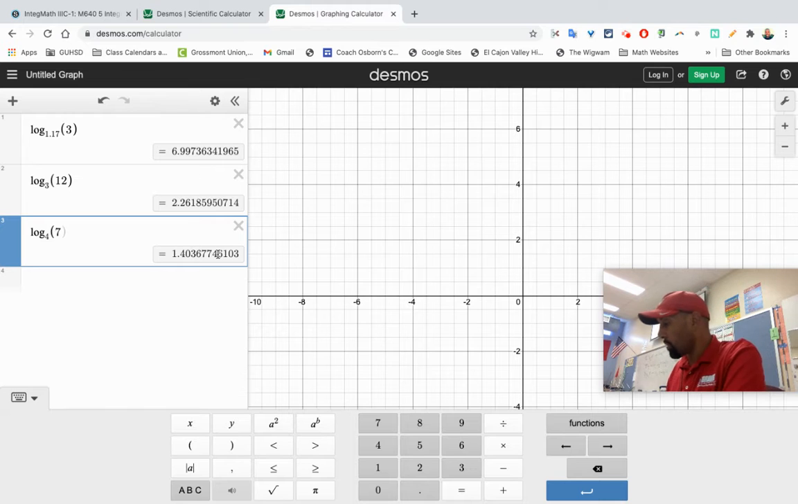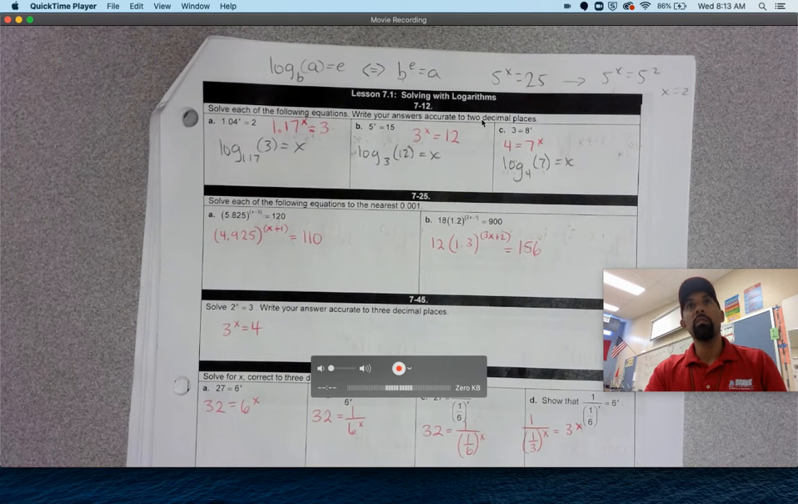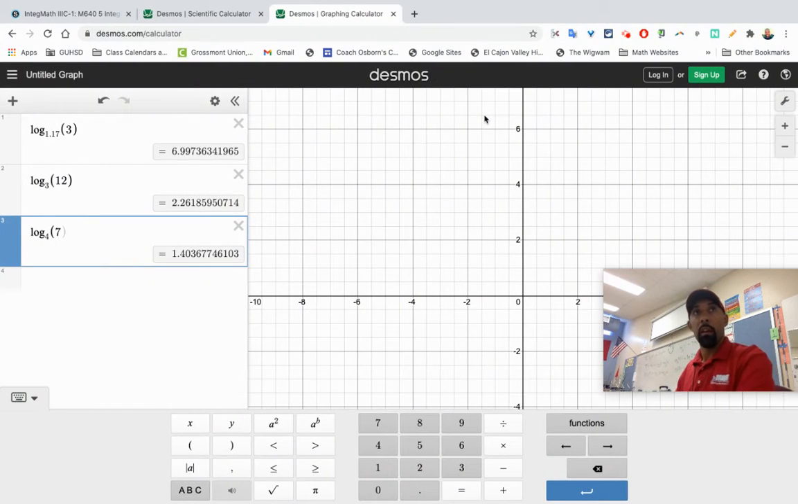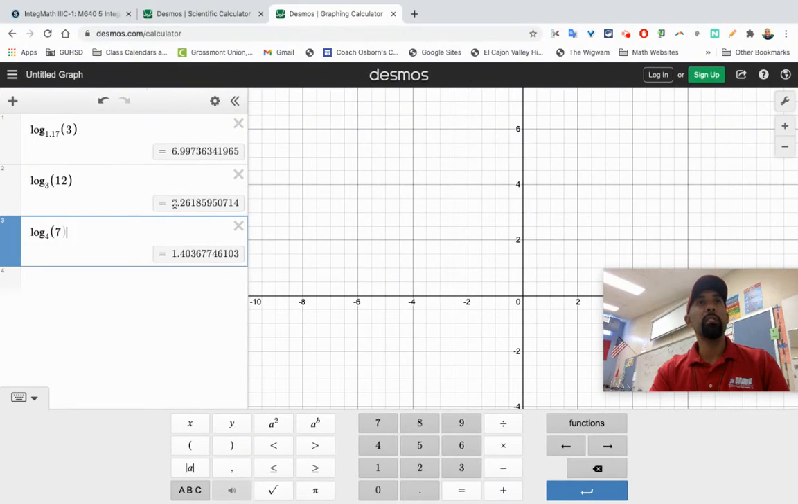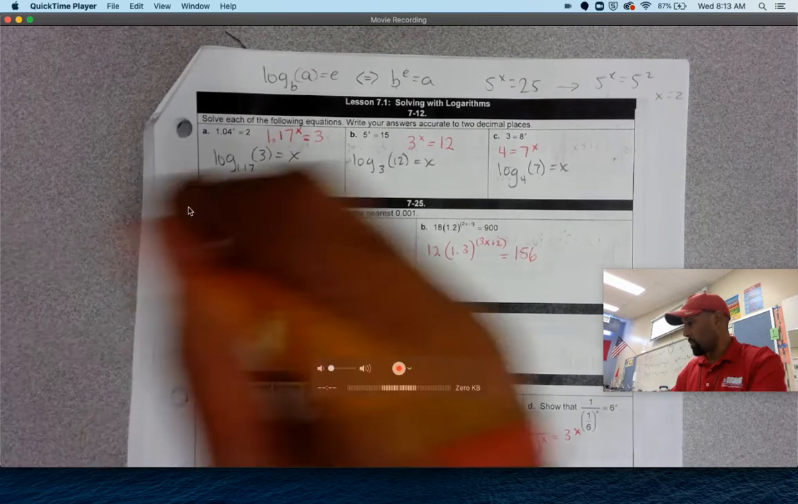When you do log, typically you do it to the thousandth. Let's see what this is actually asking for. Oh, you notice it says to be accurate to 2 decimal places. So it wants us to round to the nearest hundredth. Okay, so that first one, we're going to put 6.997. I looked at the 7, which is going to round up the 9. So we're actually going to round this up to 7.00. Okay, so x equals 7.00 for the first one. You can see I wrote it there. Then the second one will be 2.26, because that one's not going to round up to 6, so 2.26.